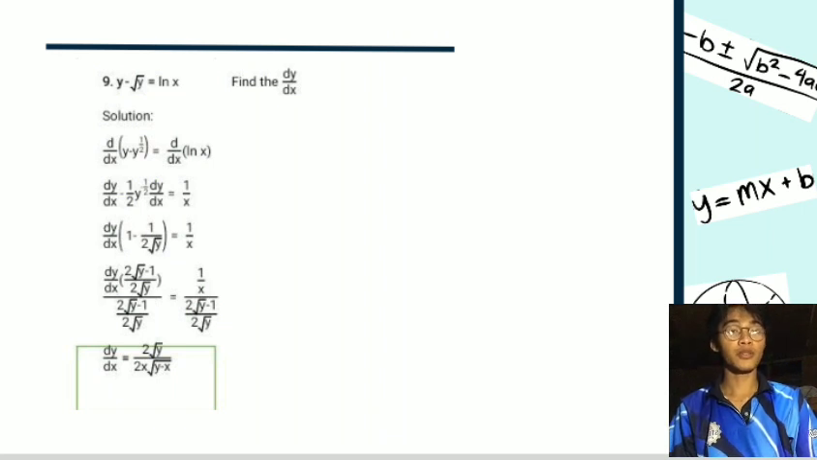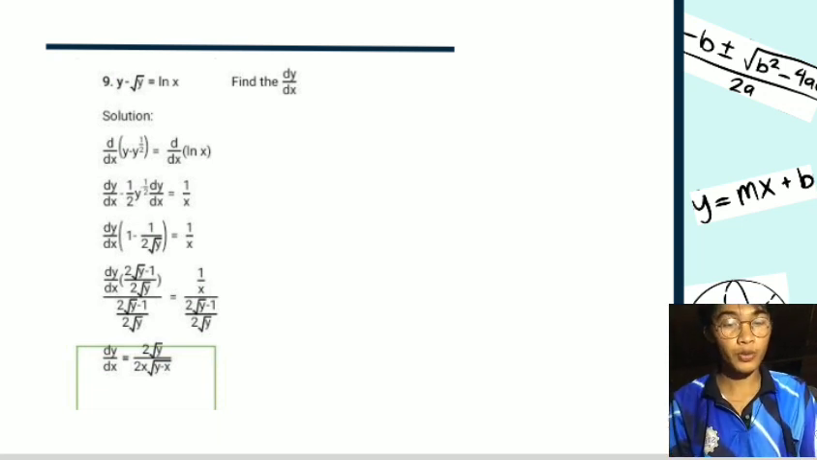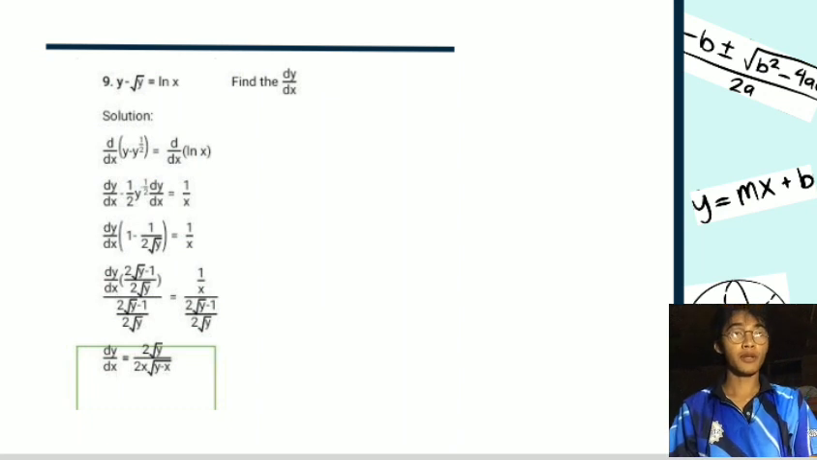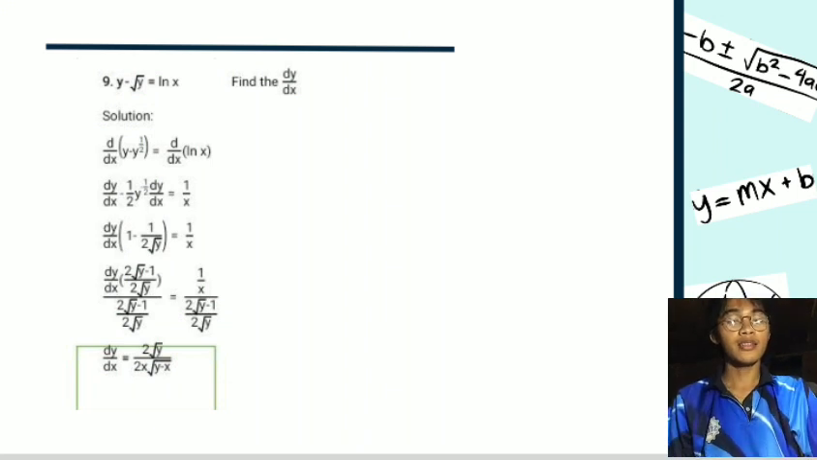So the first term, y minus square root of y, will become y minus y raised to 1/2, and then the second term will become 1 over x, because ln x is equivalent to 1 over x. Then we need to get the derivative of y minus y raised to 1/2. So it will become 1 minus 1/2 y raised to negative 1/2 dy over dx equal to 1 over x.